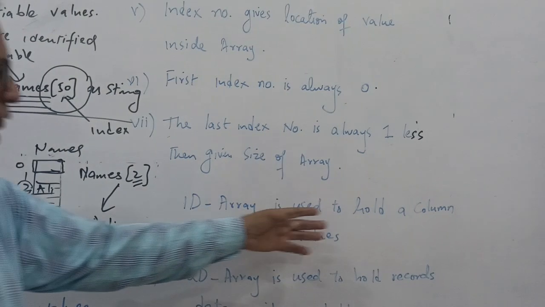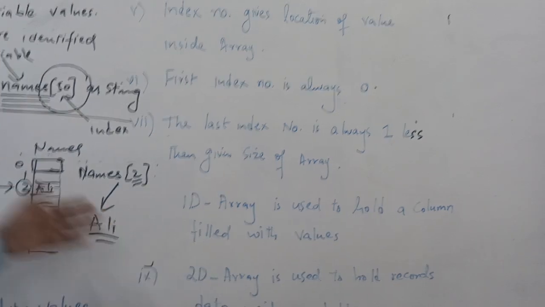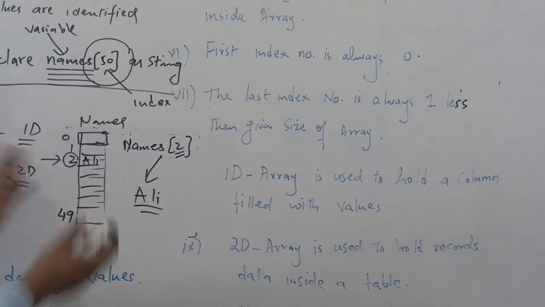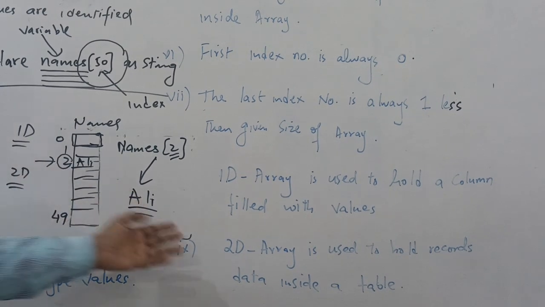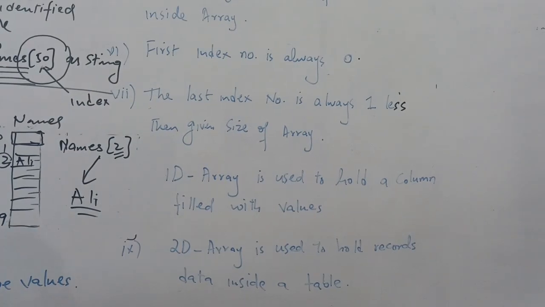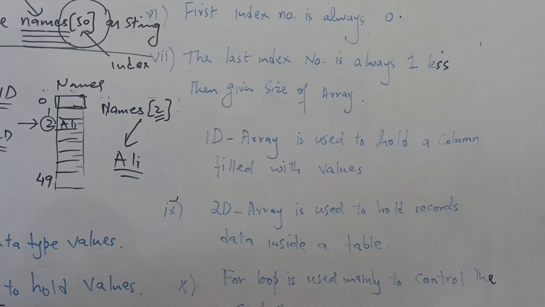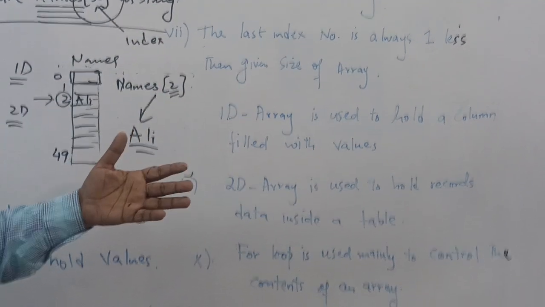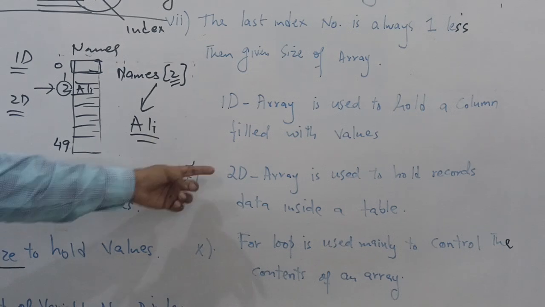A one-dimensional array is used to hold a column filled with values. You can see over here, this is a column. It works with a column. A two-dimensional array is used to hold the records inside a table. I just gave you a sketch a few minutes ago. In our next lesson, we will go into the details of 2D.